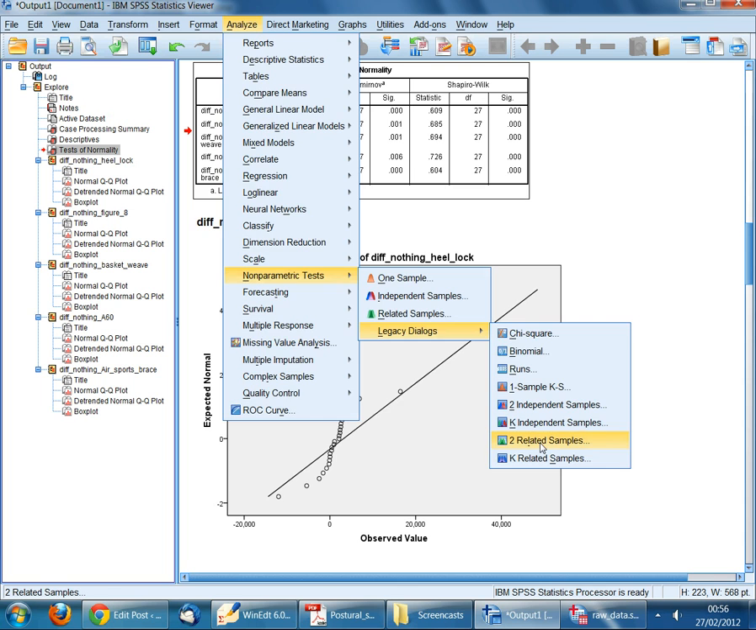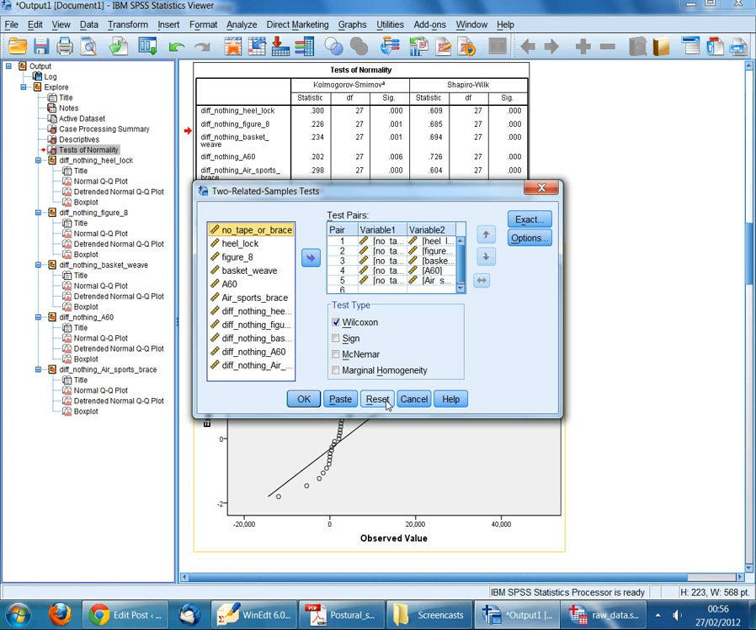So click on Two Related Samples, and then in this dialog I'm just going to reset it because it's remembering what I previously did. In this dialog SPSS asks you what pairs of data you would like to compare. The pairs of data that we would like to compare is the postural sway measured without tape or brace to the postural sway measured with a particular taping or bracing technique. So the pairs will always contain no tape or brace, and then the second variable will be the particular taping or bracing technique, and that's basically the measurement of postural sway with that technique applied.